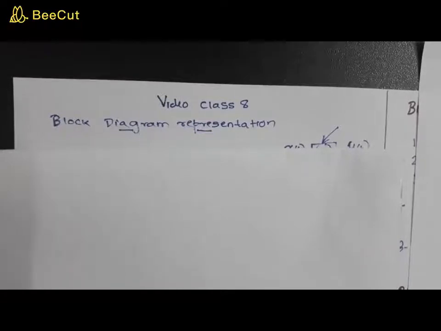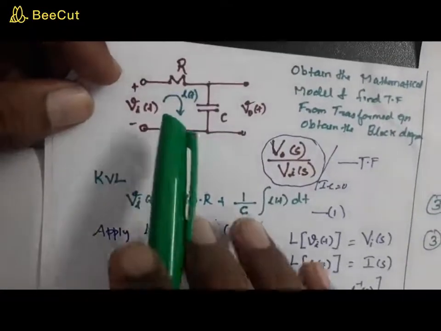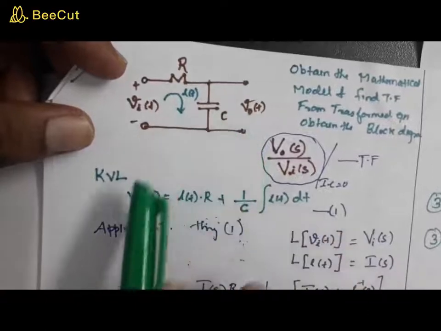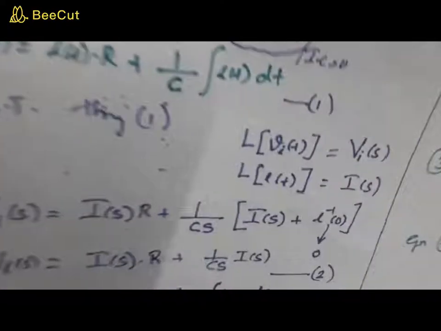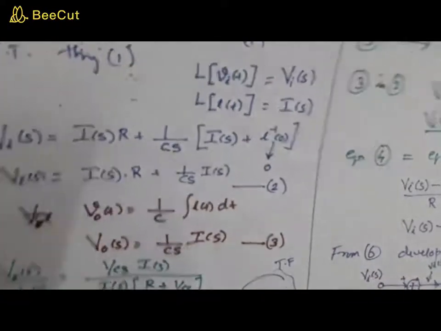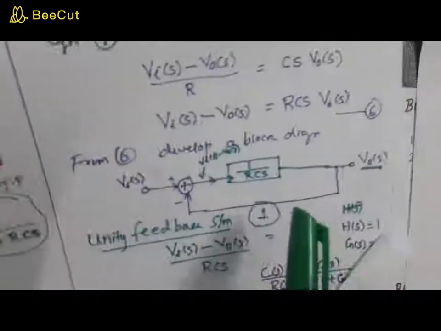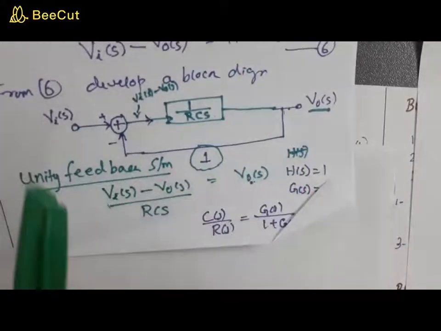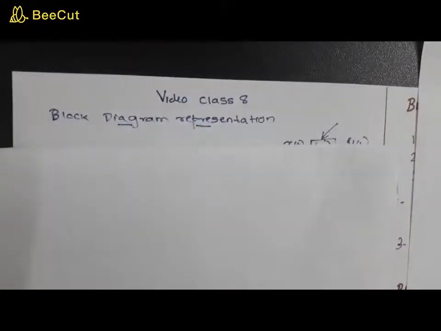Just as we have seen in the very simplest example that we did, a simple RC circuit, we first went on to find out various equations, and using those proper equations and proper substitutions we arrived at this block diagram. So I'll show you one more example which we did.